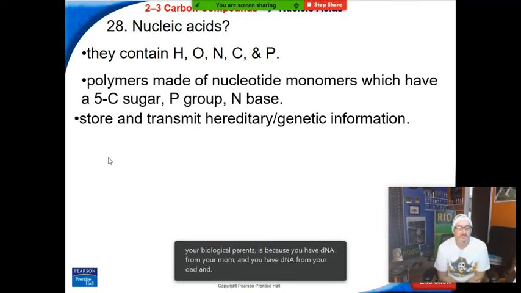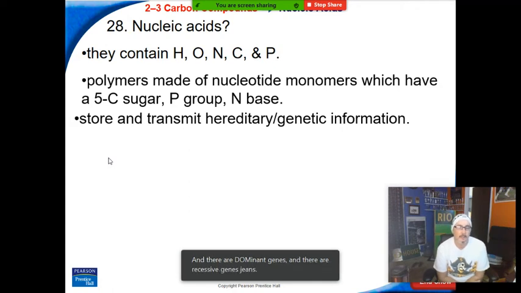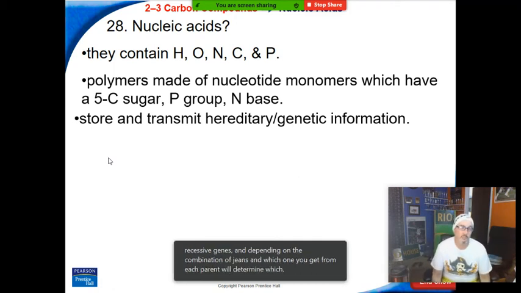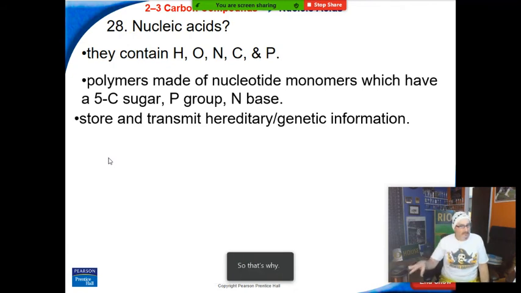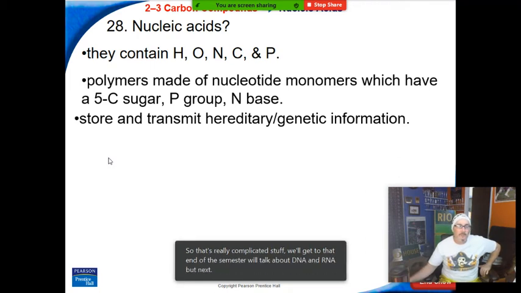When we get to genetics next semester, we'll talk about genes, which are basically just segments of DNA. And there are dominant genes and there are recessive genes. Depending on the combination of genes and which one you get from each parent will determine which gene you get. That's really complicated stuff. At the end of the semester, we'll talk about DNA and RNA, but next semester, we'll talk about genetics.